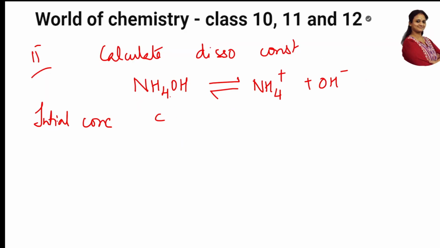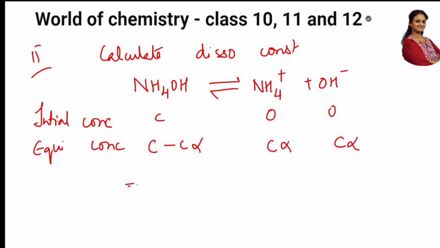What was the initial concentration of ammonium hydroxide? C, and the ions were zero because it is initial. Gradually, when it has reached equilibrium, a part of the ammonium hydroxide got converted into ammonium ion and hydroxide ion. That's minus C alpha, because from here only it got converted into ions. So in simple terms, can I write C into 1 minus alpha?